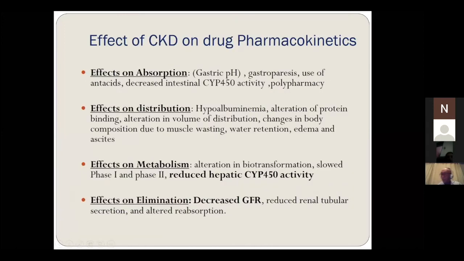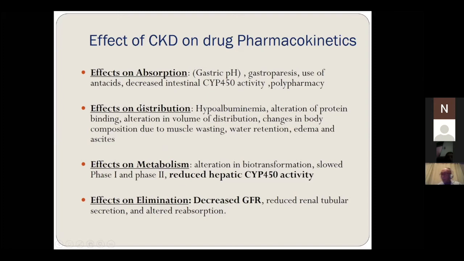Again, there is an effect on drugs. Whatever drugs are used, the metabolism is changed; pharmacokinetics has changed. The absorption of the drug is also altered because of gastroparesis and the use of antacids or intestinal CYP450 activity reduces, especially in phase 3 and 4. And with polypharmacy, the calcium binders and other phosphate binders also interfere with absorption. Distribution also is hampered. Hypoalbuminemia is the most important factor because most of the drugs are bound to albumin. So if there is hypoalbuminemia, the free fraction goes on increasing and the bound fraction reduces.